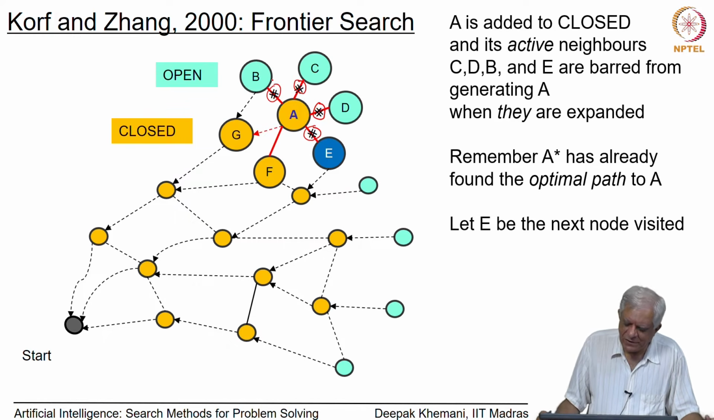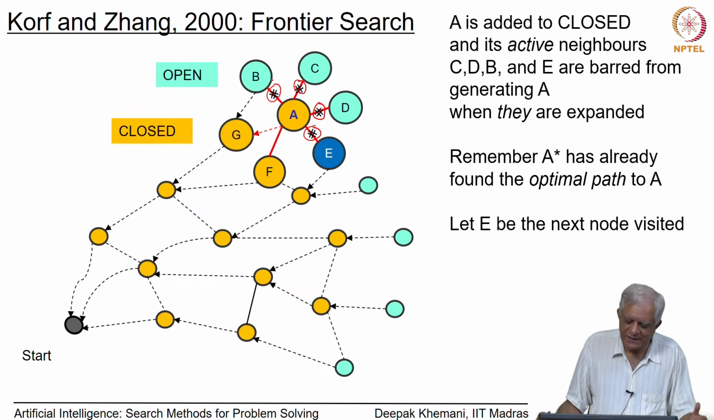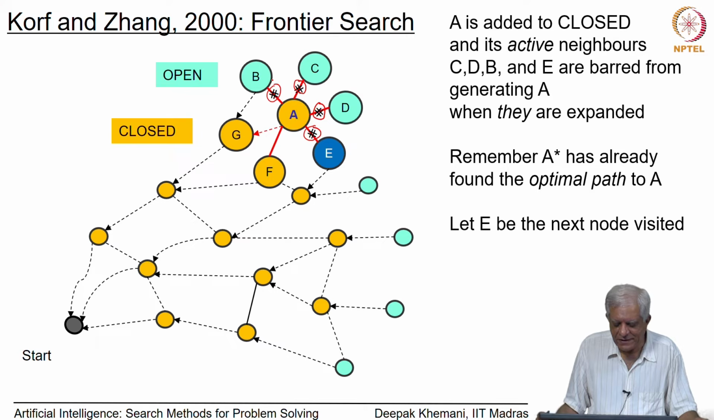Now, that is fine, because you remember that we are working with the monotone criteria, or the monotone condition. When A was picked, A star had already found the optimal path to that. So, there is no case for trying to revise that path, because you can't find any better path essentially. And let us say node E is the next one to be picked up.